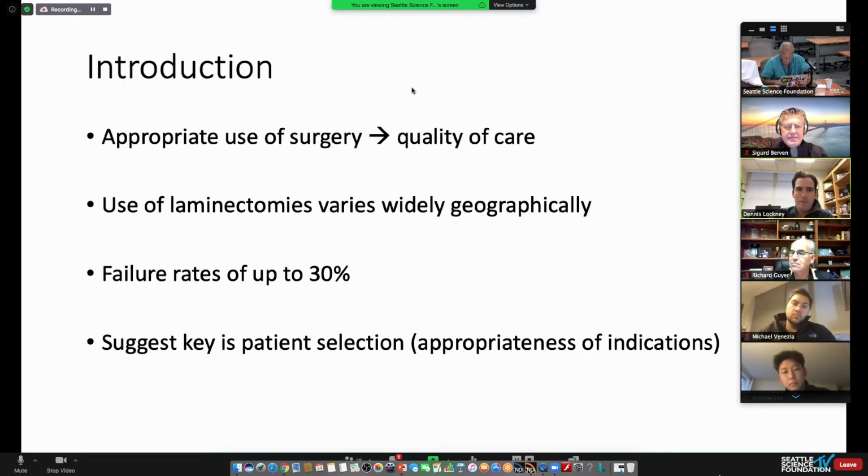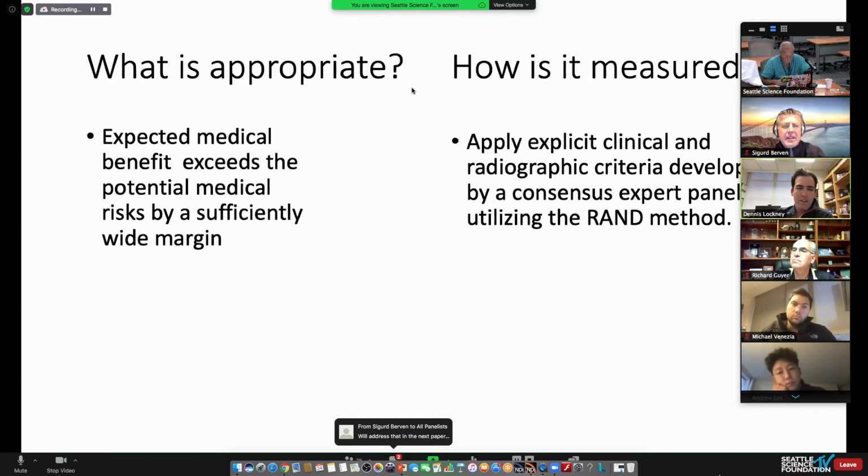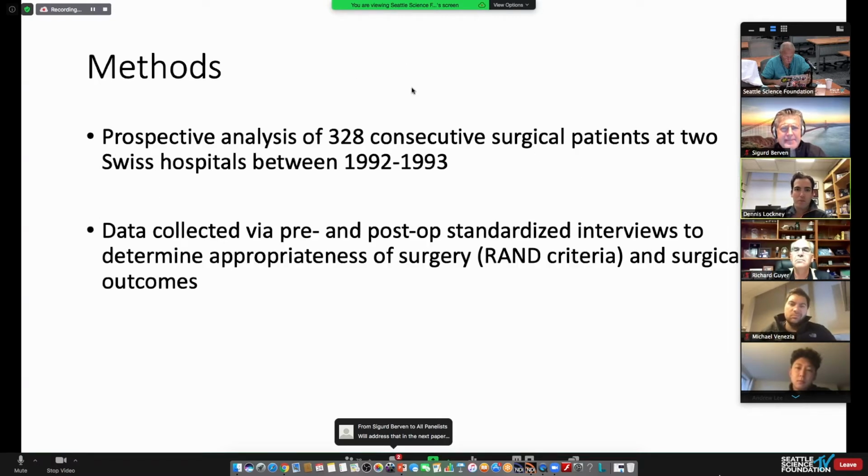So just to go into it in a little bit more detail, the goal of this, every physician, as you know, is to either maintain or increase the quality of care we deliver to our patients. As you noted, there's been a wide variance in the use of laminectomies geographically, and these procedures can have failure rates of up to 30%. So the authors of this study suggested the key to avoiding that failure of up to 30% is in patient selection, or another way of saying that is the appropriateness of indications. So what is appropriate? The expected medical benefit exceeds the risk. And how's it measured? In the study, they used a method via the RAND Corporation criteria, and we'll go into that.